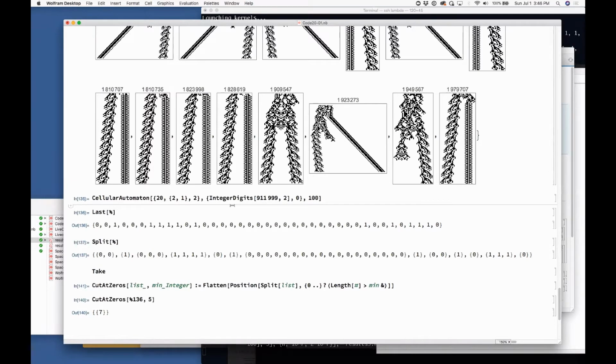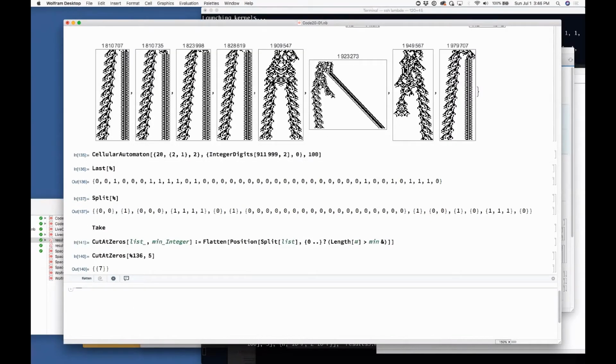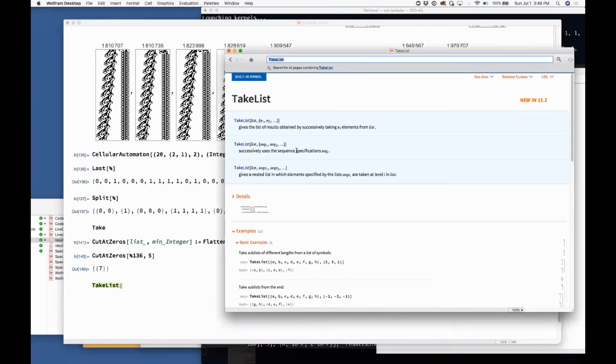Is it take list? I think it is take list. I think you're absolutely right. Is there anybody here who could make a note? Let me make a note that take list should be in the see-alsos of take. Okay, so take list, by successively taking n_i elements from a list.